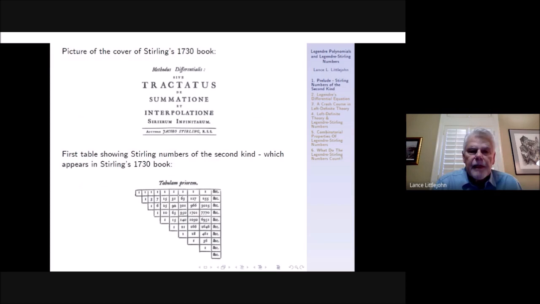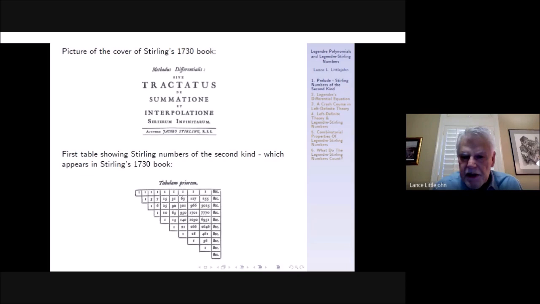So here's a picture of Stirling's 1730 book. There's a picture of the cover. And then inside that book, you see this table. For example, if you look at that first row and go across six boxes, and then go down two, then you'll see the number 31. Or if you go across five and down three, you'll see the number 25. Well, 25 is just going to be S(5,3). Okay, so these are the famous Stirling numbers of the second kind.